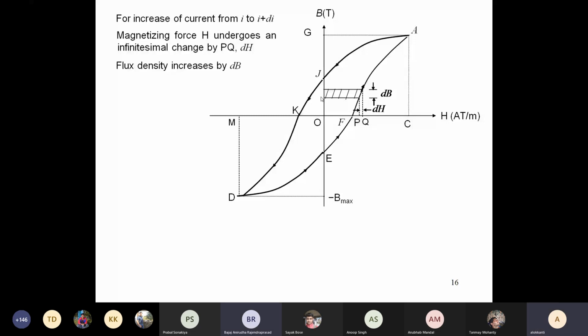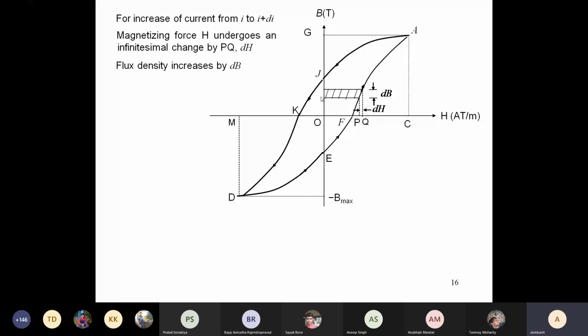Yes sir. So at a particular I, suppose at P the current was I, and at Q the current becomes I plus dI. So basically your H has increased by dH. That will result in a change in flux density inside the core. You have to mind my language: I am talking about flux density B. B unit is Weber per meter square or Tesla. The flux density increases by dB.